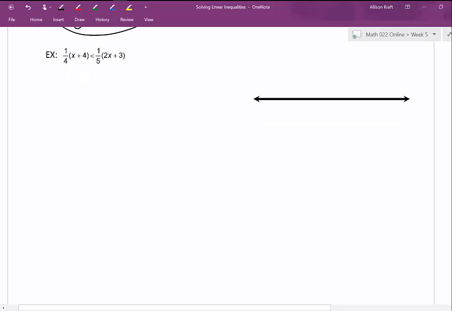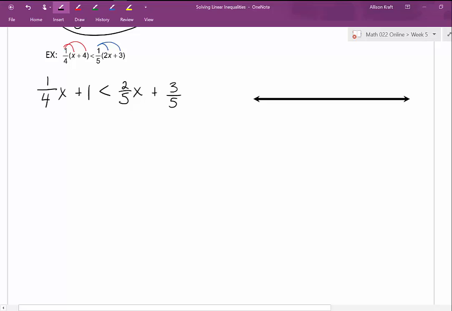In our next example, we see that we have parentheses. So I need to start by distributing. 1/4 times x, 1/4 x. 1/4 times 4 is a +1, strictly less than 1/5 times 2x, 2/5 x. And 1/5 times a +3 is +3/5.